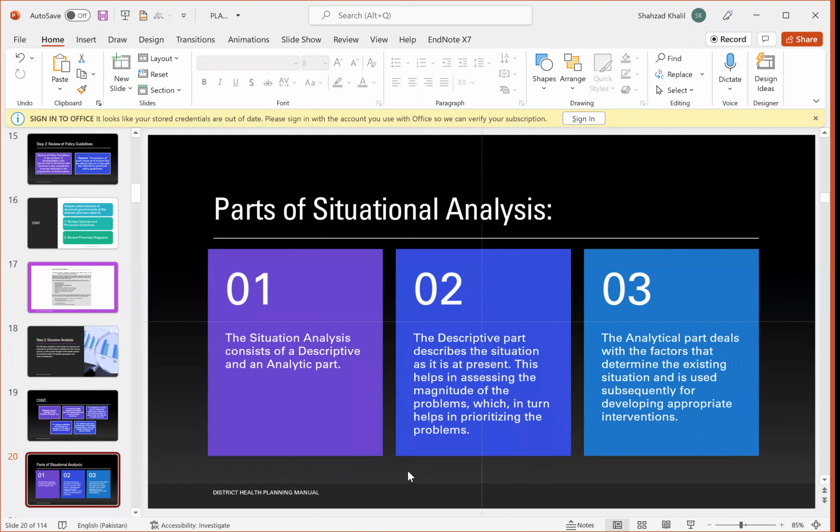Parts of the situational analysis. These are descriptive and analytic. The descriptive part describes the situation as it is at present. This helps in assessing the magnitude of the problem, which in turn helps in prioritizing the problems. The analytical part deals with the factors that determine the existing situation and is used subsequently for developing appropriate interventions.